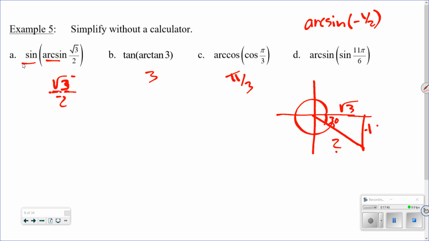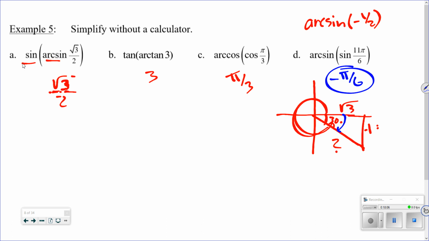Okay, figure out what that is. Well, I already have my triangle drawn, right? Negative 1 over 2 is right here. So it's a 30-degree angle. But the difference is I'm not going to go all the way around to find that. I'm just going to go down this way. So what is that angle if I go that direction? That is a negative pi over 6, and that's my answer. That fits between negative pi over 2 and pi over 2.